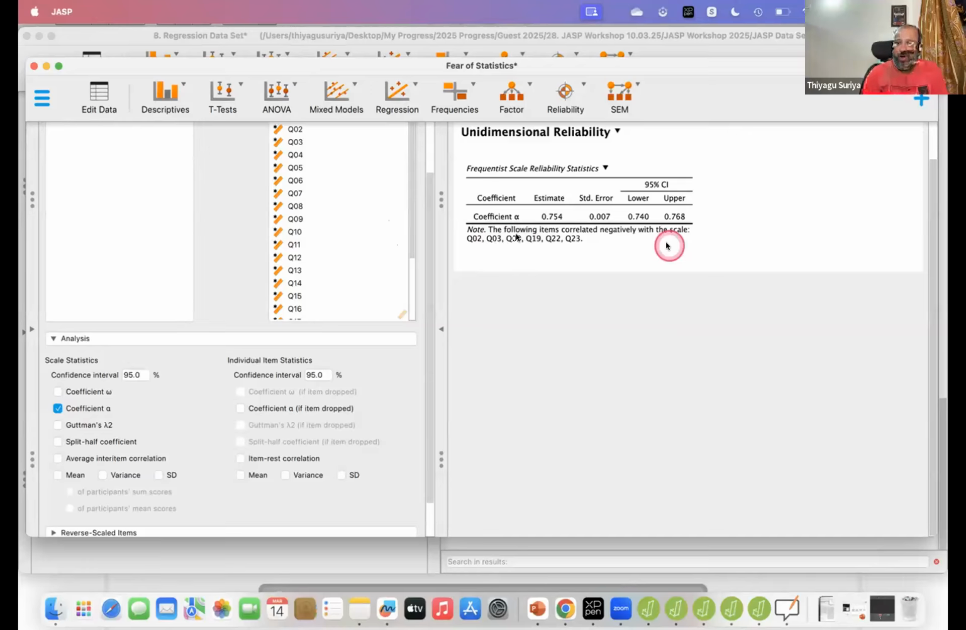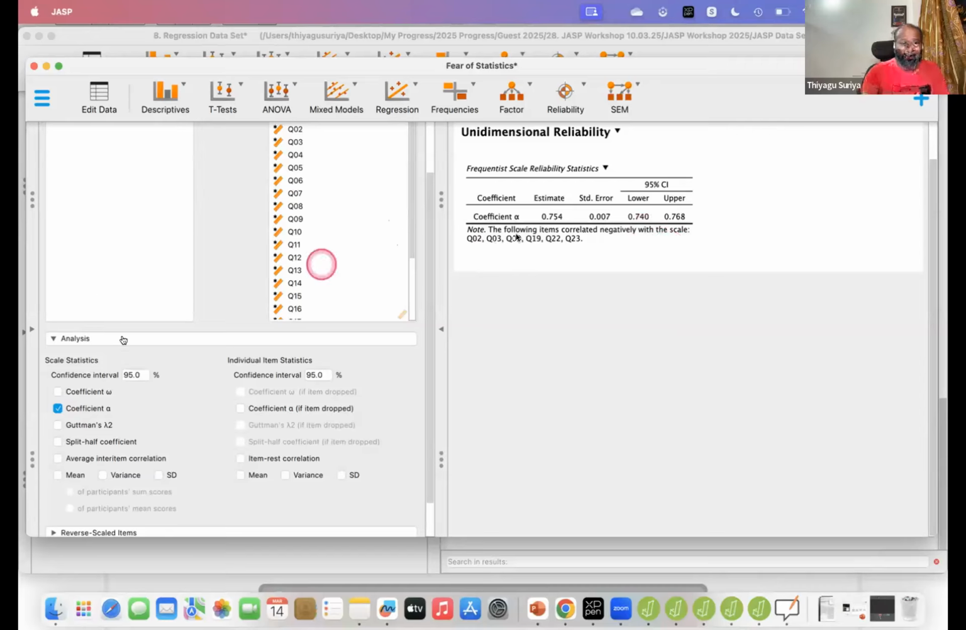The following items are negative in the scale: item number 2, 3, 9, 19, 22, 23. I mean, these items are negative, and we need to reverse them. But in SPSS, this option is not there. We need to reverse them manually, or do the reversing through Excel.